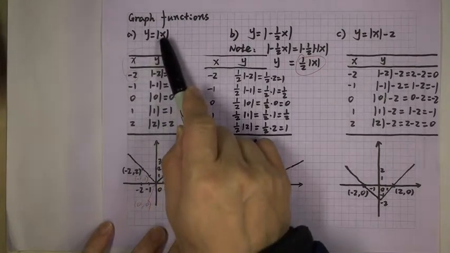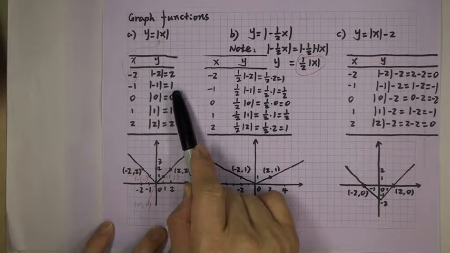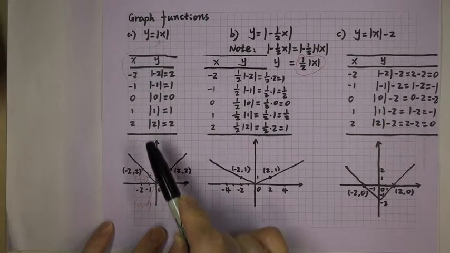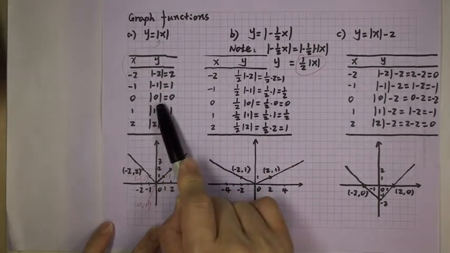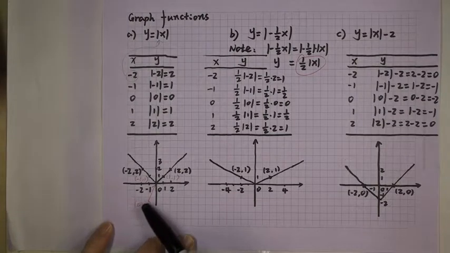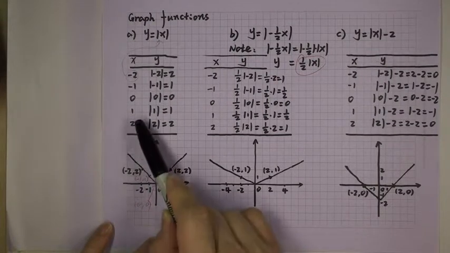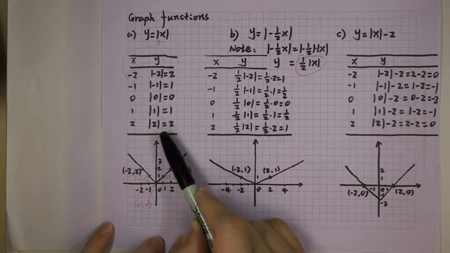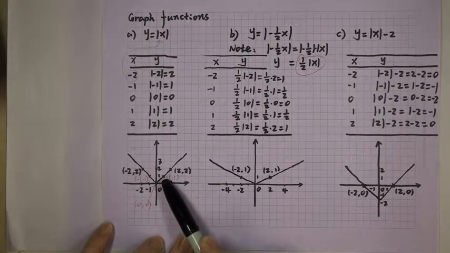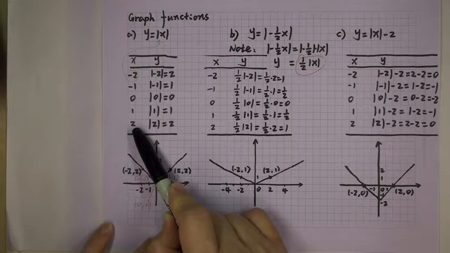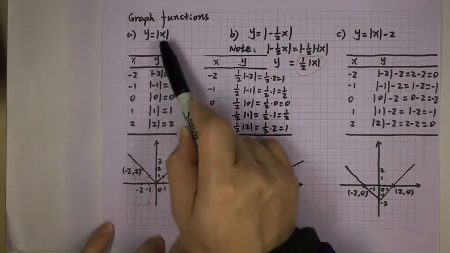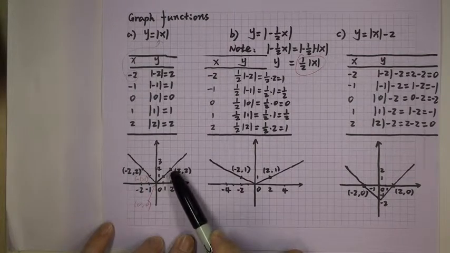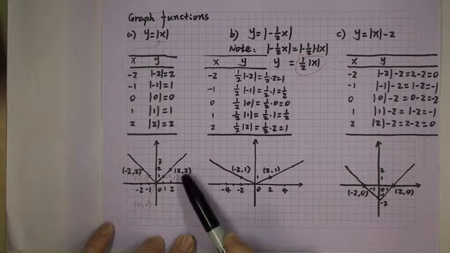Similarly, you plug in negative 1, and the absolute value of negative 1 is 1. So you have negative 1, 1, and this point is on the graph. You plug in 0 here, the absolute value of 0 is 0, so the origin is on the graph. You plug in 1, the absolute value of 1 is 1, so 1, 1 is on the graph. Plug in 2, the absolute value of 2 is 2, so 2, 2 is on the line.